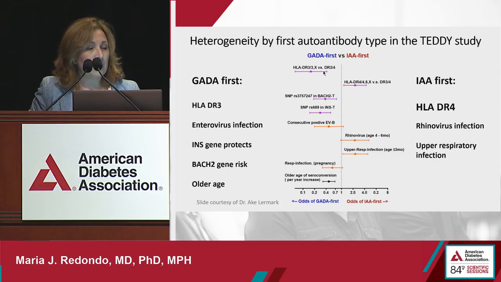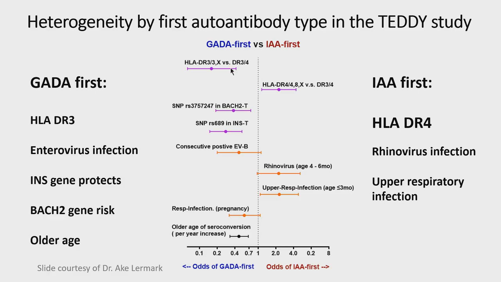So the previous speakers have been talking about a number of risk factors and mechanisms that we think are important in type 1 diabetes progression, such as infections, the antibodies, and age. And here you can see, if we look at this paradigm of GADA first versus insulin antibodies first, those who have the highest likelihood of developing GADA first tend to have HLA-DR3 DQ2. It is associated with infection by enteroviruses. There's association with protective effects of some of the insulin genetic variants and some other non-HLA genetic variants that are important as well. And then with older age.